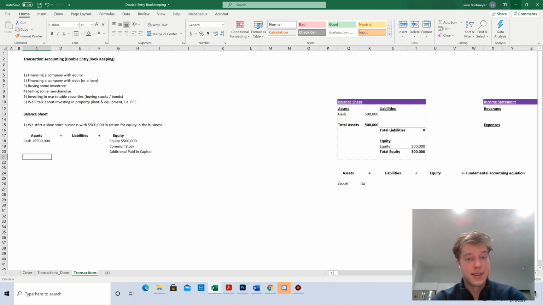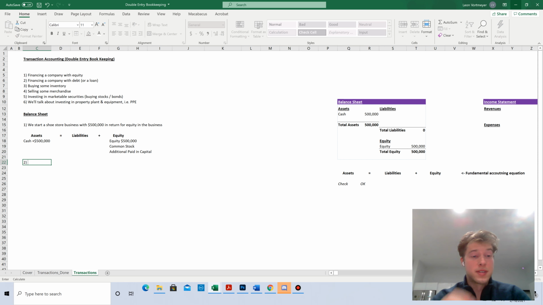The business went and did equity financing. Now let's say this $500,000 that the business received in equity financing isn't enough. We need another $500,000 to really get enough cash in the business to actually operate it, to buy the shoes, to pay the employees, to buy the retail space that we need. So what we do is we go to a bank for a $500,000 loan.